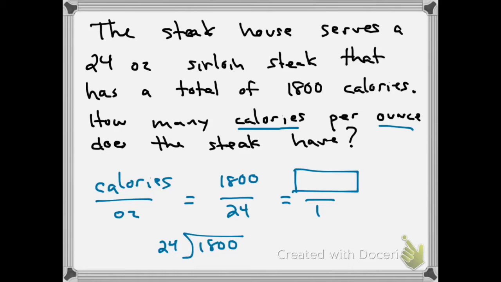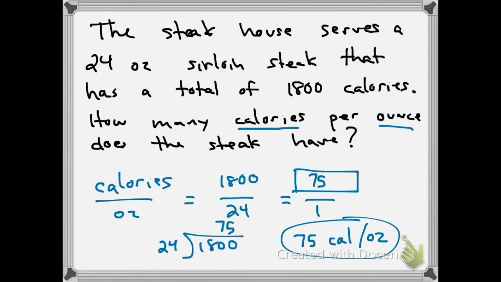All right, I want to do this expeditiously for you here. What ends up happening is that 24 goes into 1,800 75 times. So that tells us that we have 75 calories per ounce. You have to have a label here, otherwise most teachers are going to mark that wrong, so be careful.